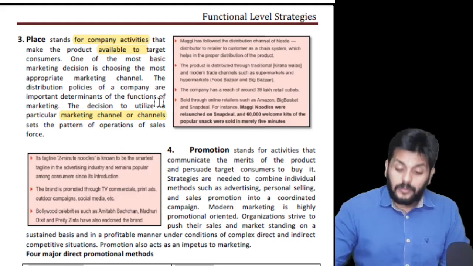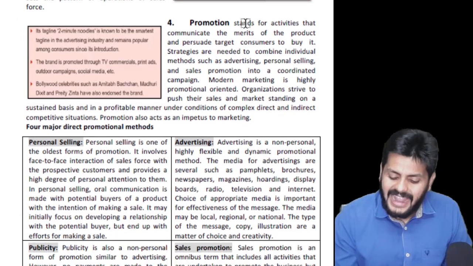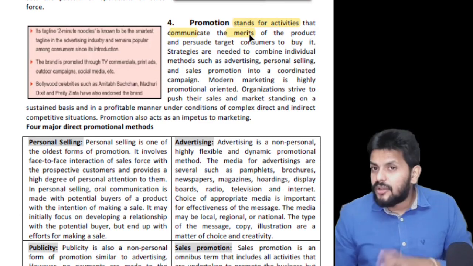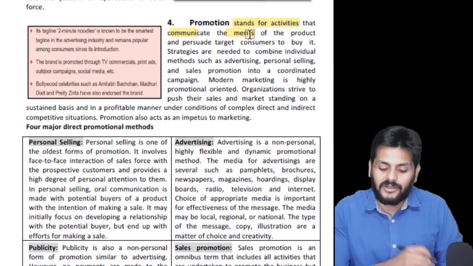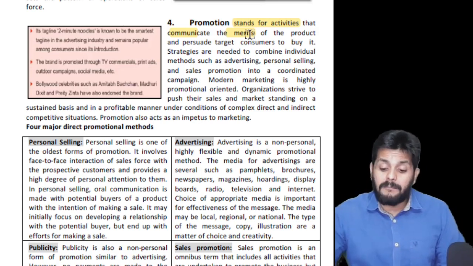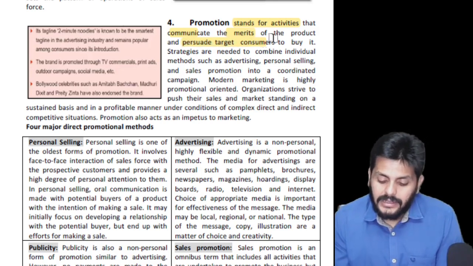Then comes the last P, which is called promotion. It stands for all the activities that communicate the merits. Now in your notes, don't write merits and demerits. Only merits. Nobody will communicate demerits. Promotion stands for all the activities that communicate the merits of the product and persuade the target consumers to buy it.